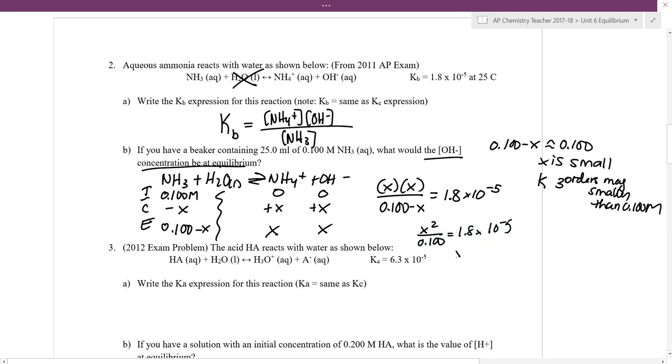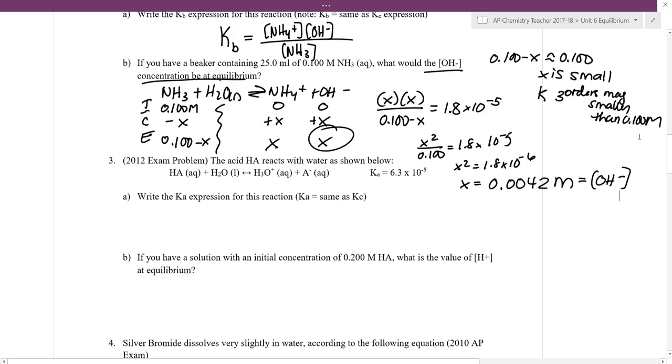Okay, so this can simplify into x squared divided by 0.1 equals 1.8 times 10 to the negative fifth. So x squared is 1.8 times 10 to the negative 6. So x is the square root of that. So we do that real quick. So 1.8 e negative fifth. You should end up with 0.0042 molar, and that's my hydroxide concentration. That is equal to x. So there we go. So that's how you solve this type of problem.